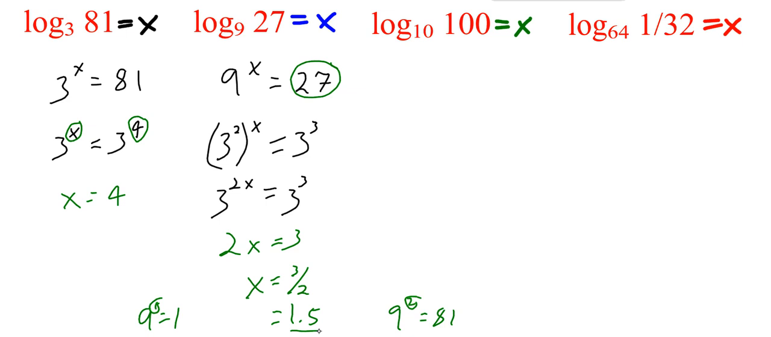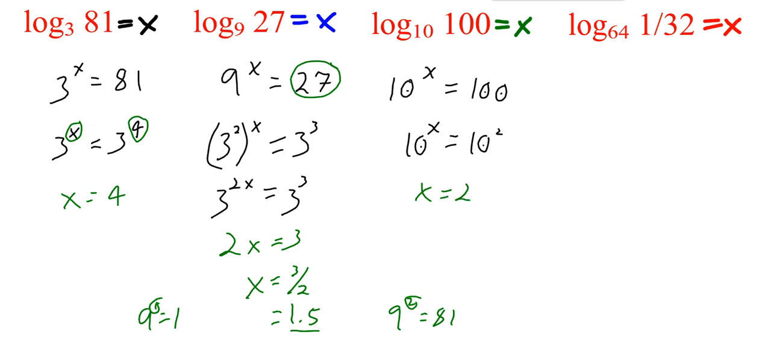Okay. Next example here, we can see that we have 10 to the x is equal to 100. Well, 100 can be written as a power of 10, so I don't need to reduce 10. So 100 is just 10 squared. So now that I have them as the same base, I can say that x is equal to 2.